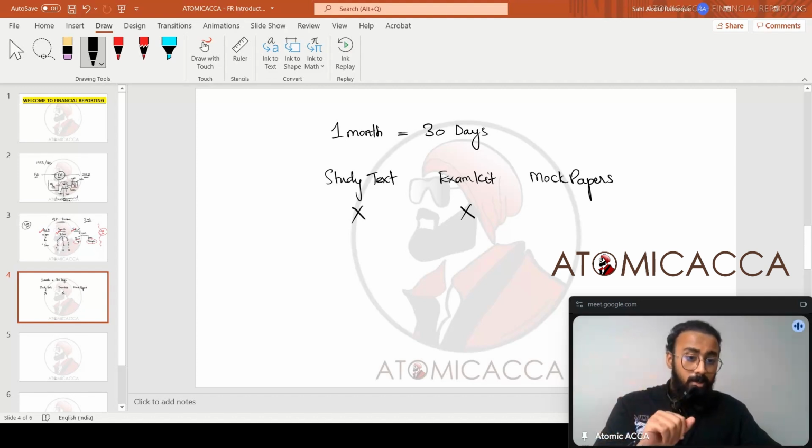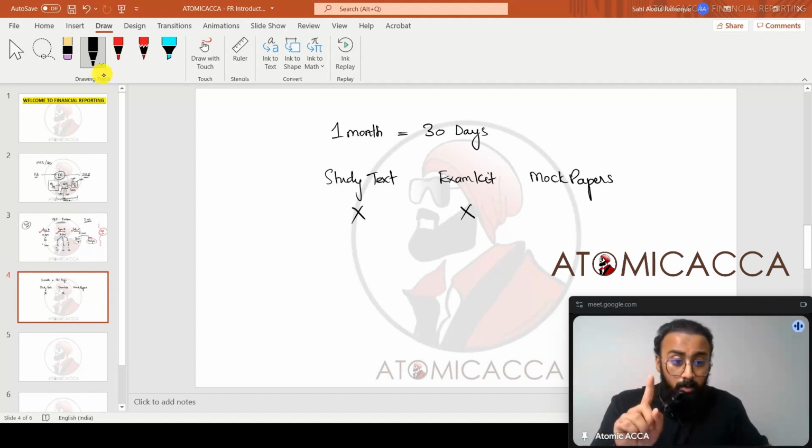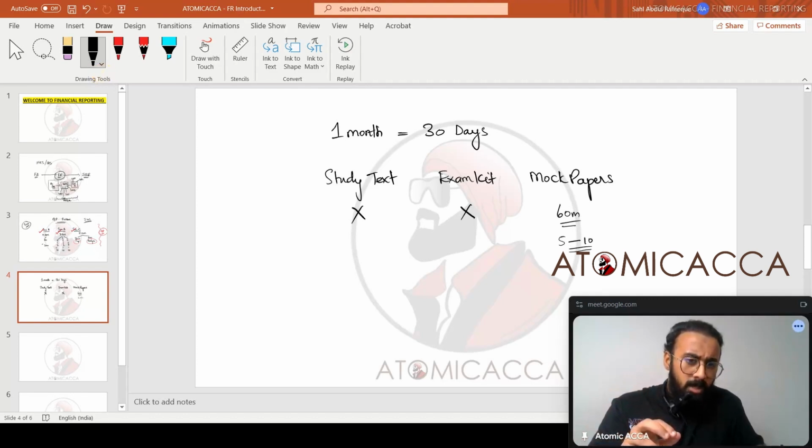So after the accounting standards, I tried one mock paper where I did section A and B. So that means out of the entire question paper, that is 60 marks. Out of 60 marks, I scored merely, I don't remember exactly, but that was just 5 to 10 marks. So that drastically brought down my confidence.